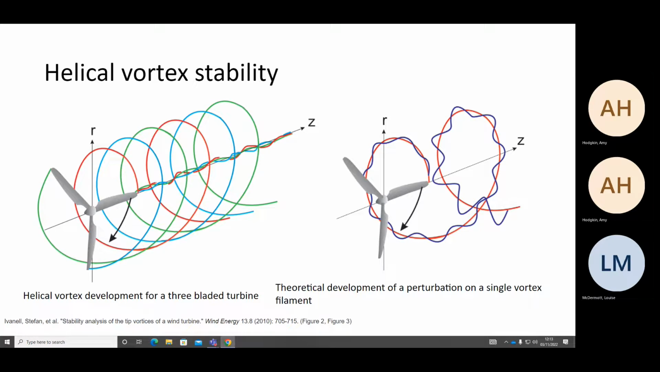So we can actually study and look at the helical vortex stability. There are studies which introduce small perturbations to investigate how the vortex reacts to perturbations. The left just shows the vortex development for a three-bladed turbine. And on the right, you can see a theoretical development of a perturbation on a single vortex filament. It's initially small, and as it travels down the helix, the perturbation is amplified.